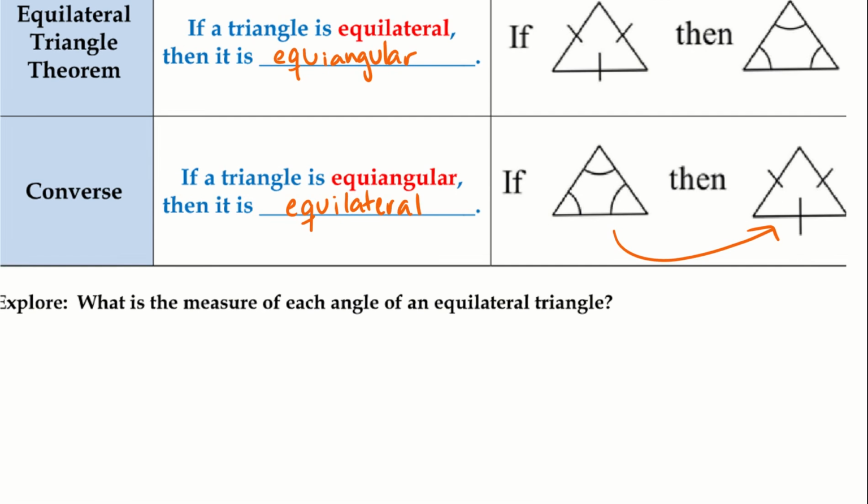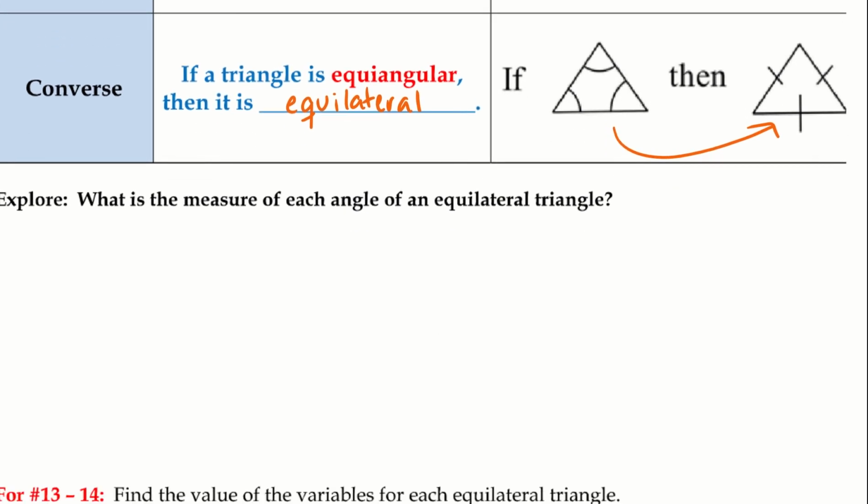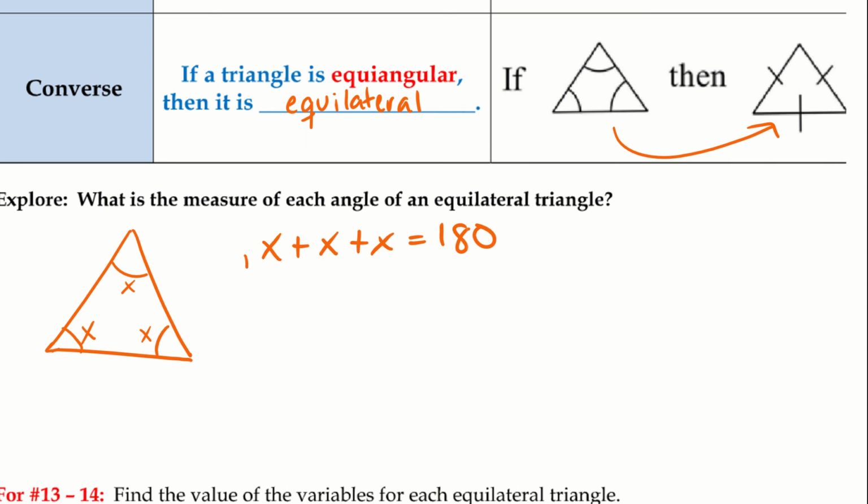Okay, so let's go to explore this. So what is the measure of each angle in an equilateral triangle? So if we draw a triangle, all these are the same. So I can just give them some variable. Let's go ahead and give them x. So if this bottom left angle is x, that means this and this one are also x because they're all the same angle. So remember, all the angles add up to 180. So x plus x plus x equals 180 degrees. Well, these are all the same variable, so I can combine them. I now have 3x equals 180. So I can divide by 3. X equals 60.